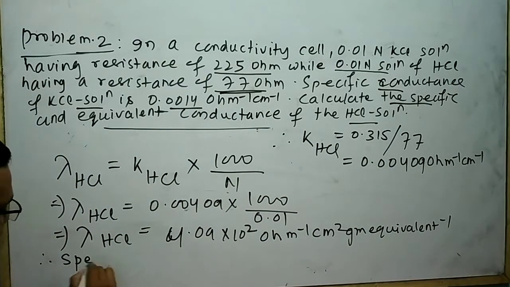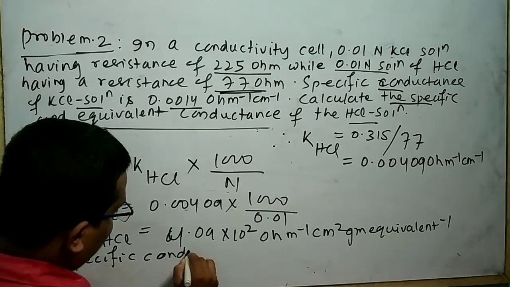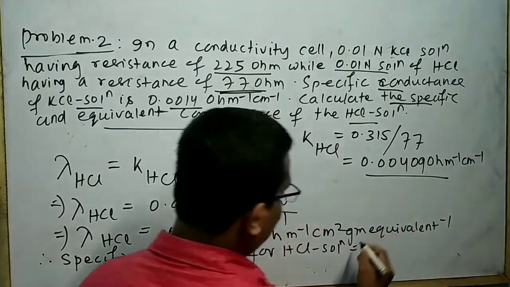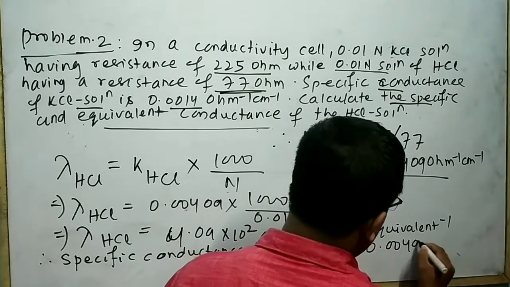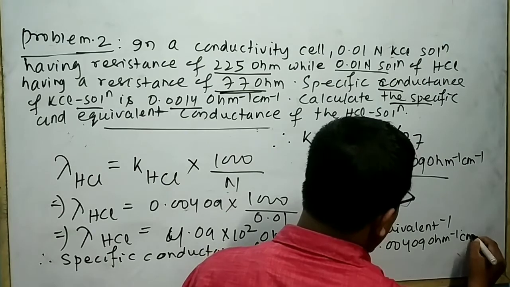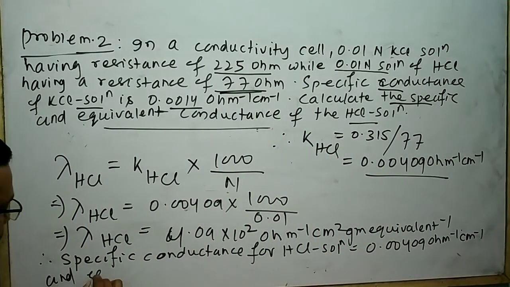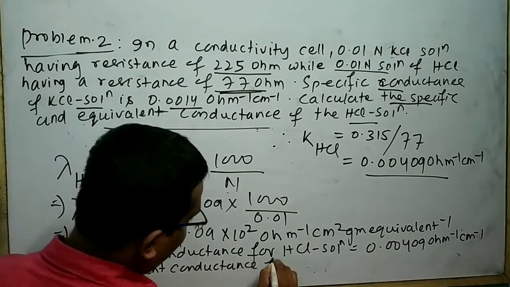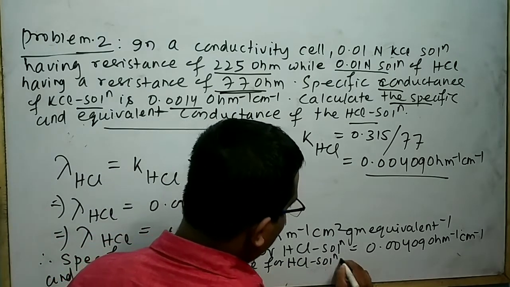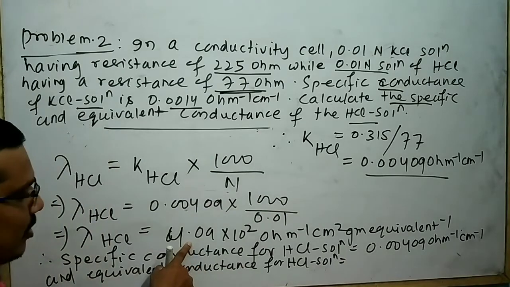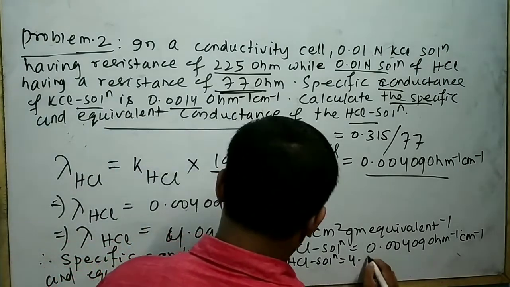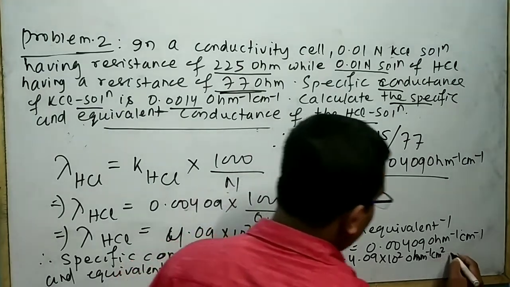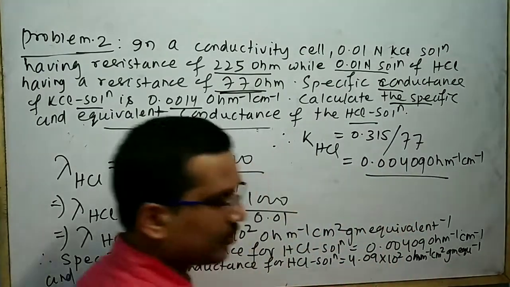Our question is to calculate the specific and equivalent conductance of HCl solution. So we can write specific conductance for HCl solution equal to 0.00409 ohm inverse centimeter inverse, and the equivalent conductance for HCl solution equal to 4.09 into 10 square ohm inverse cm square gram equivalent inverse.